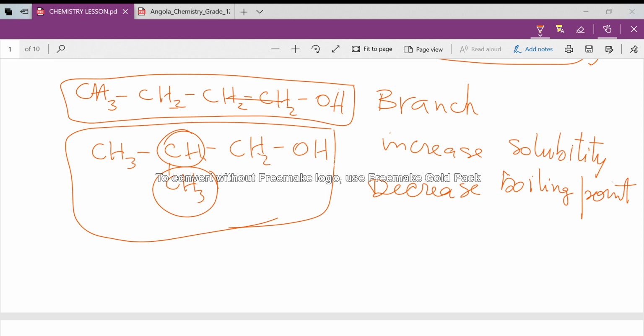Right, now, we've seen the OH, we've seen branching. What about the number of carbons? Of course, the more carbons we have, it means that the more non-polar the molecule becomes, and it will increase the boiling point and the melting point because it increases the van der Waals forces, but it will also decrease solubility because it is more and more non-polar. Okay?